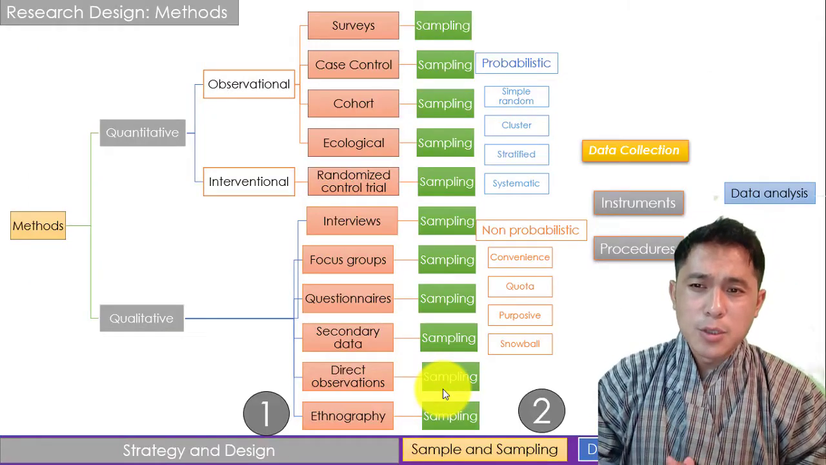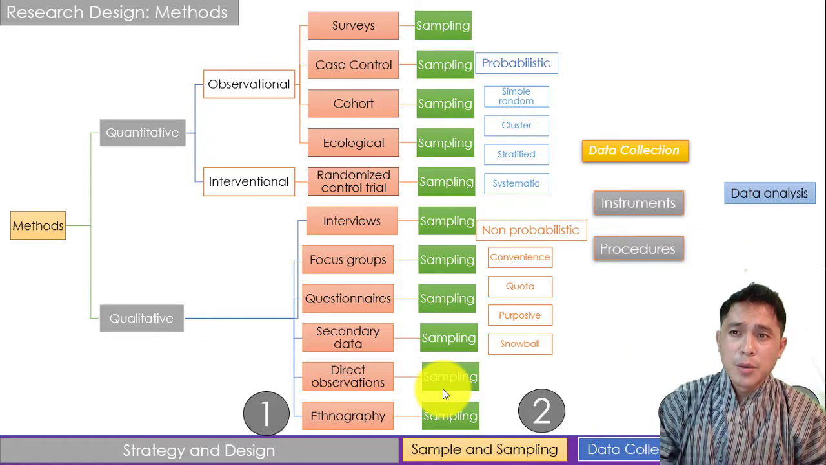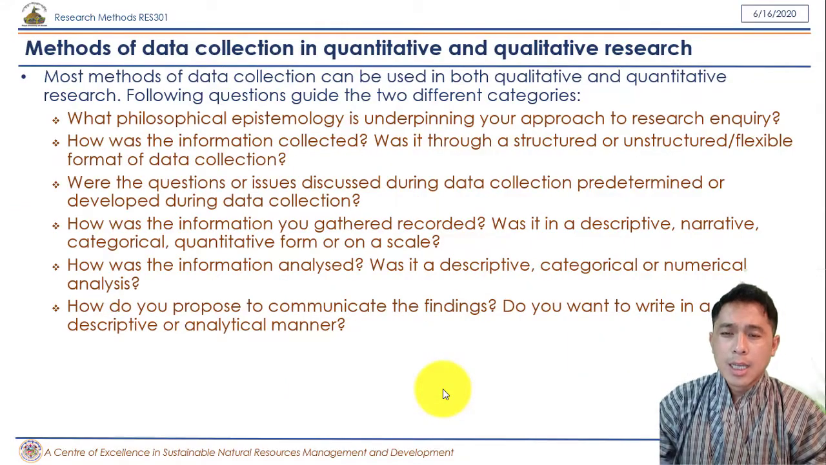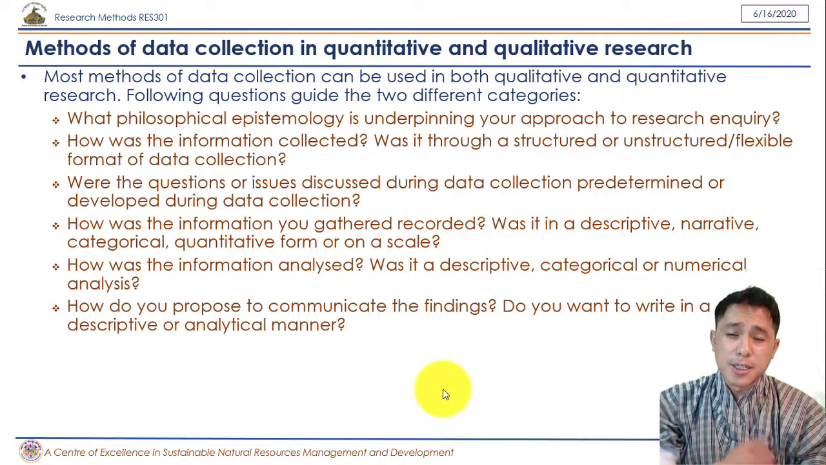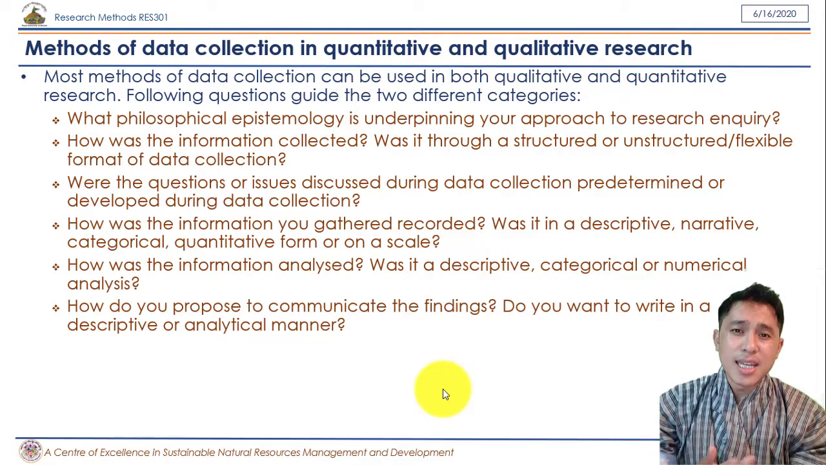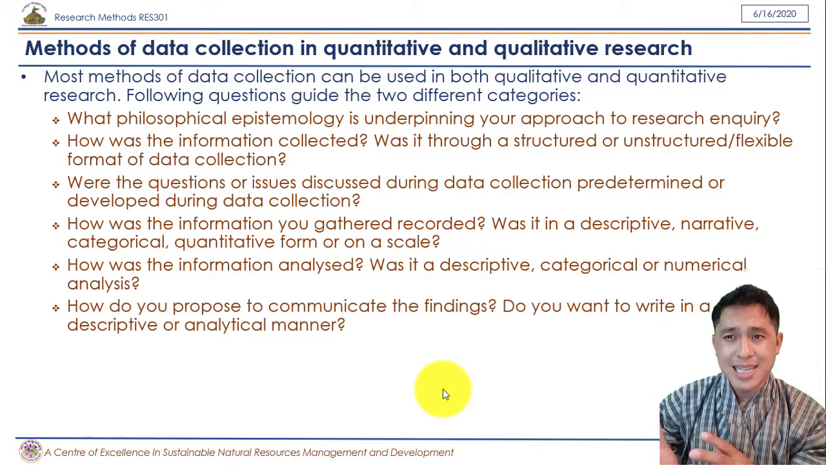Just to get back to where we are and not let you get confused, we just finished sampling and sample size. Today we are going to look at data collection, specifically the methods and the instruments that we need in data collection. Now, whenever we are talking about the method of data collection, we are specifying the method in 2 kinds of research. One is quantitative research and one is qualitative research.